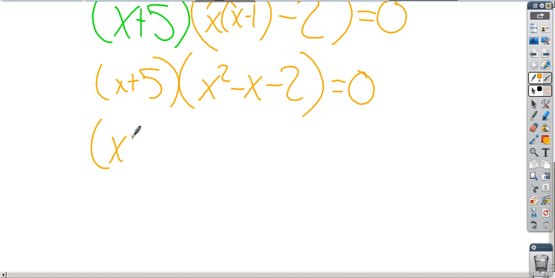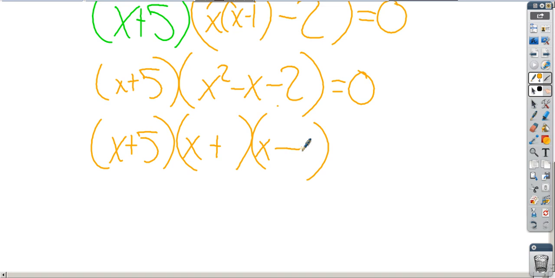We have x plus 5. Then this is going to be numbers that multiply to negative 2, add to negative 1. So one has to be positive, one has to be negative. And the only numbers that multiply to 2 are 2 times 1. The 2 has to be negative in order to make that FOIL correctly.